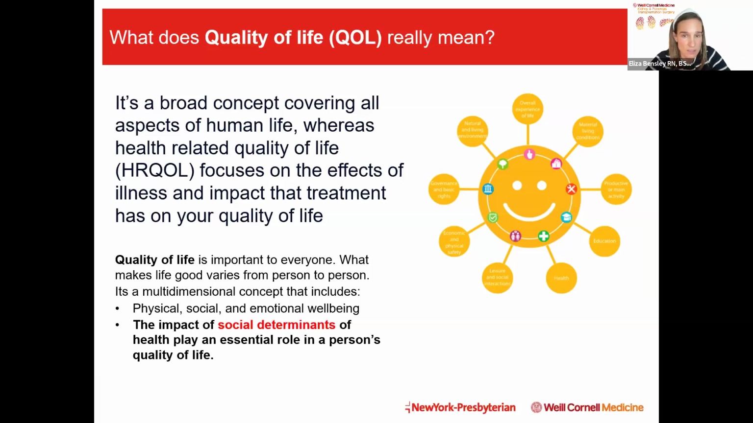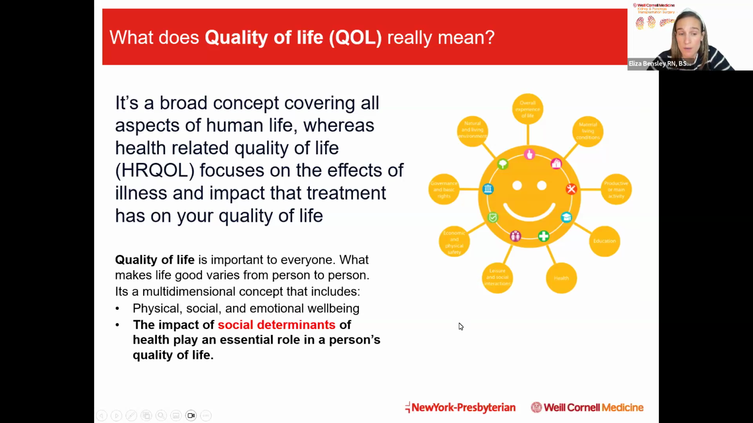So it's a broad concept covering all aspects of human life, whereas health-related quality of life, HRQOL, which we'll see later in the slides, focuses on the effects of illness and impact that treatment has on your quality of life. So, as you can imagine, quality of life and health-related quality of life is highly subjective. It represents a broad concept of physical, psychological, and social functioning and well-being that includes both positive and negative aspects.